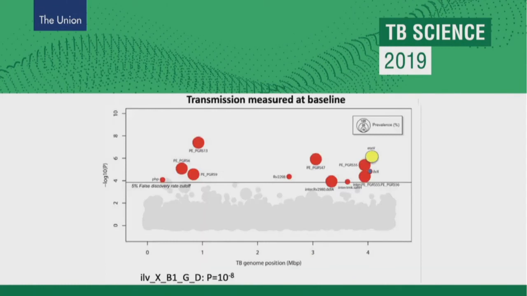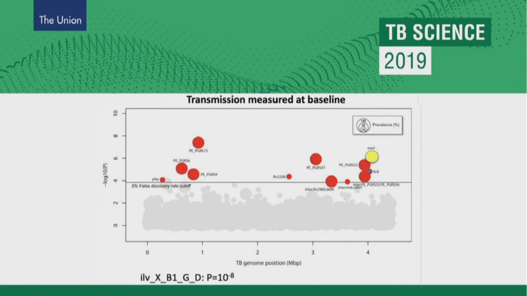So here's some of our results. When we look at transmission as measured at baseline, we find a number of mutations, a number of genes associated with that phenotype. Many of them are in the PE and PGRS regions. Some of them are well known as genes that have been associated with interesting virulence factors, for example, ESXV. And one that was particularly interesting in this analysis was ILVX.